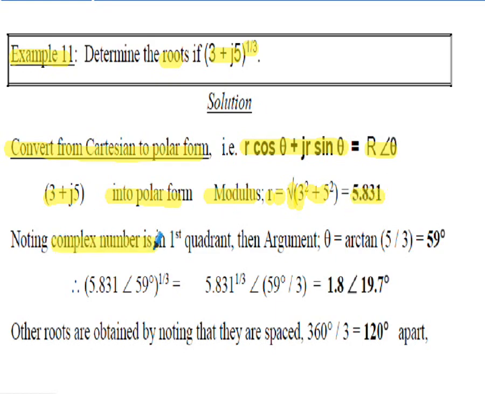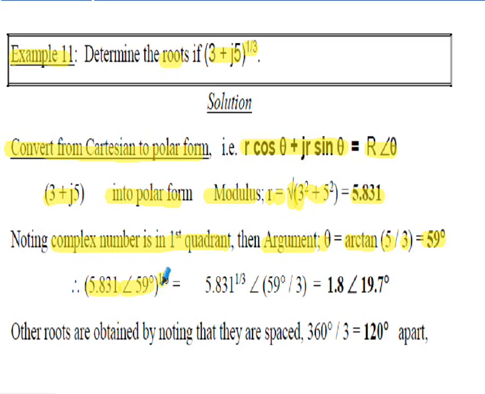Note that the complex number resides in the first quadrant because it's positive 3 on the real axis and positive 5 on the j-axis, the imaginary axis. So the argument angle theta is simply given by tan to the minus 1 of 5 divided by 3 in this case, which is 59 degrees. So we can write the Cartesian complex number 3 plus j5 as 5.831 argument 59 degrees in polar form.